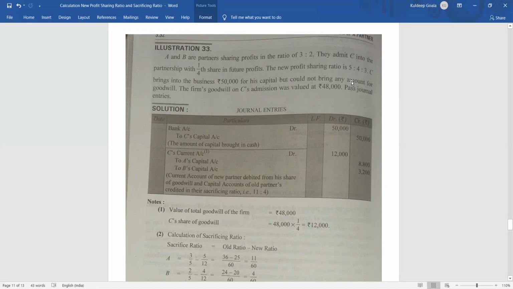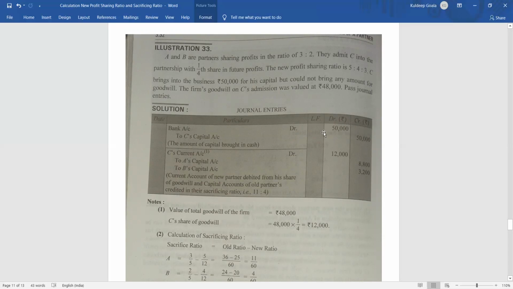Now remember, if a partner is not able to bring any share of goodwill, you are going to take it from the partner's current account. The previous day I told you, by debiting the partner's current account, you are going to take the money, right? So here, A and B are partners. The profit sharing ratio was 3:2. They have admitted C for a 1/4 share. The new profit sharing ratio is 5:4:3. The new ratio is given, the old ratio is given, so we have to find out the sacrifice.